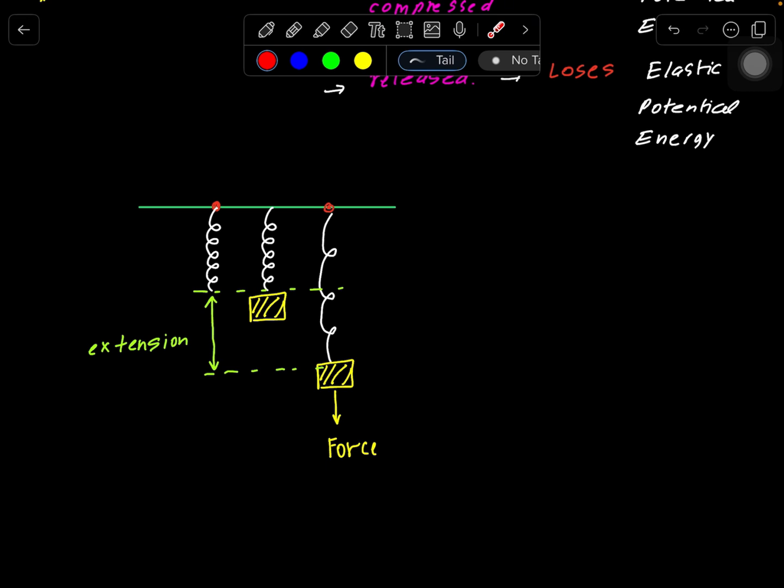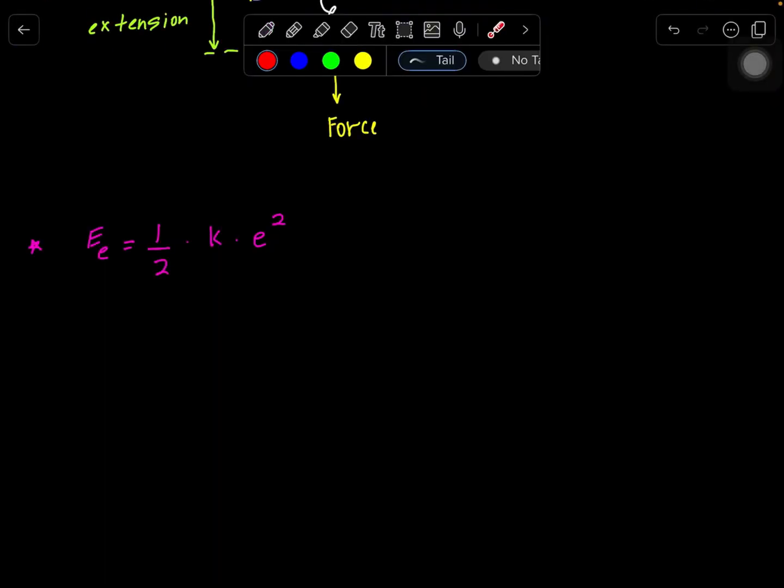Now, how do we calculate this elastic potential energy? We can calculate the elastic potential energy by using this formula: half k e squared. This k here is the spring constant. And it's simply how stiff the spring is. The stiffer the spring, or the harder it is to pull the spring apart, the higher the spring constant.